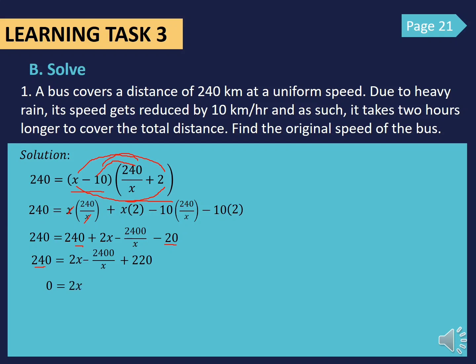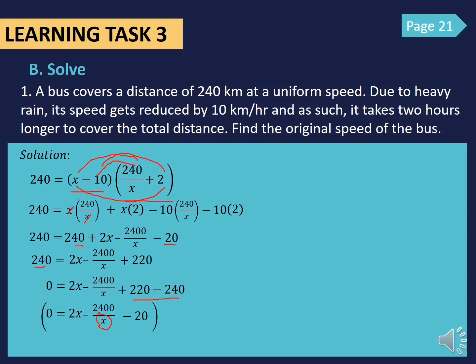So, magiging negative yan. So, 2x minus 1,400 over x plus 220 minus 240. Now, simplifying, positive 220 minus 240 is negative 20. So, therefore, we have 2x minus 2,400 over x minus 20. So, what are we going to do? Kailangan maalis natin yung denominator, which is x.